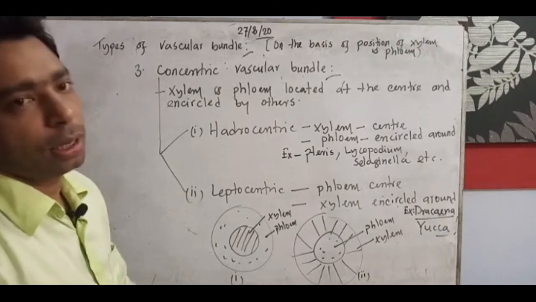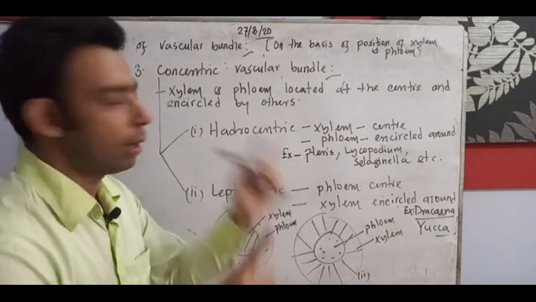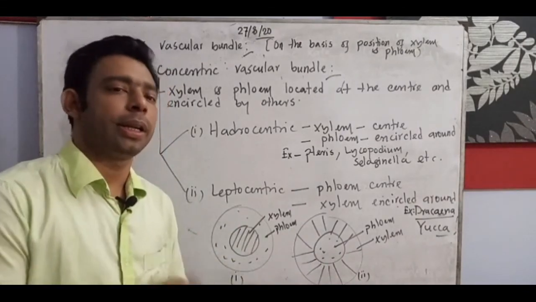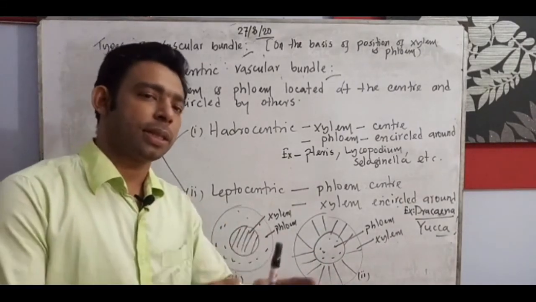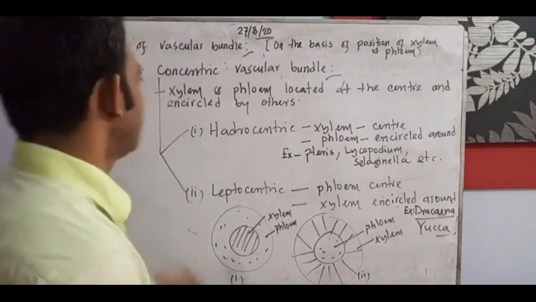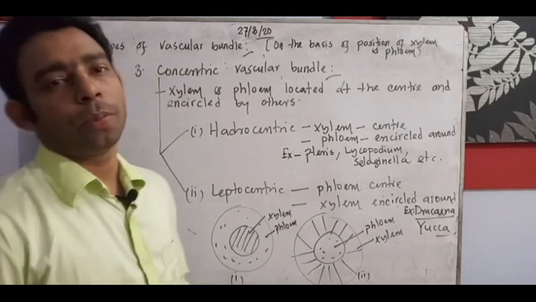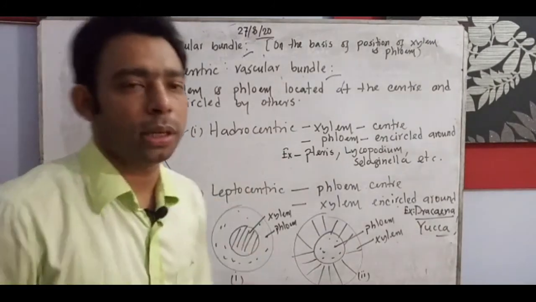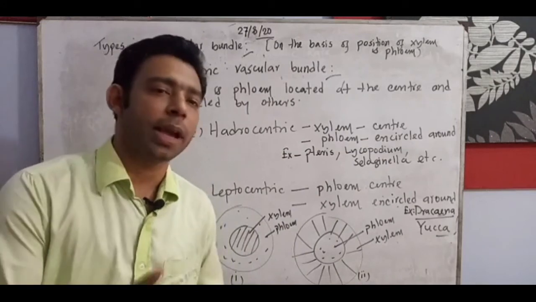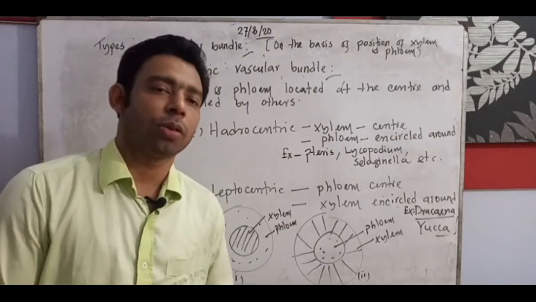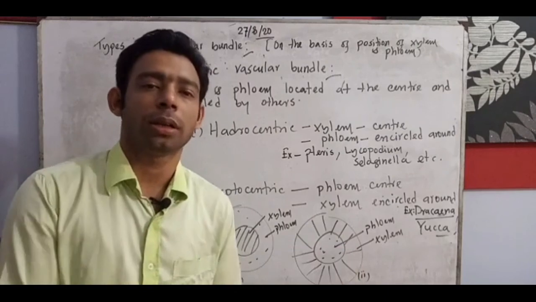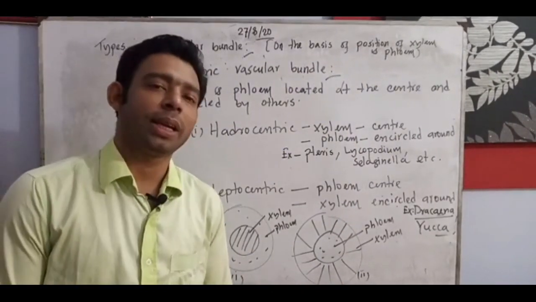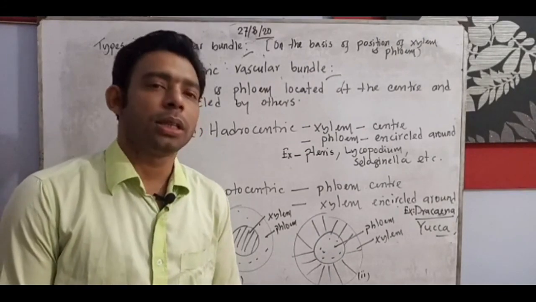And then radial: the main difference is that in radial, the xylem and phloem are situated on different radii. But in the conjoined, all of them are on the same radius. And concentric means centric to circle: hydrocentric means xylem will be at the center, and leptocentric means phloem is at the center and the other part around. That means on the basis of the position of xylem and phloem, we categorize the vascular bundle types. These are very important topics.